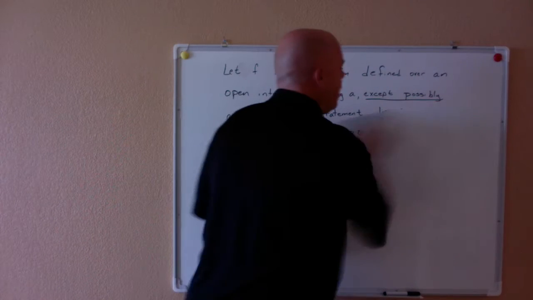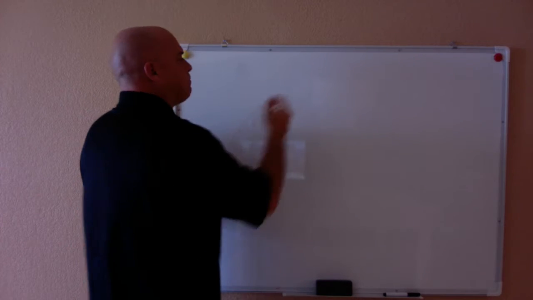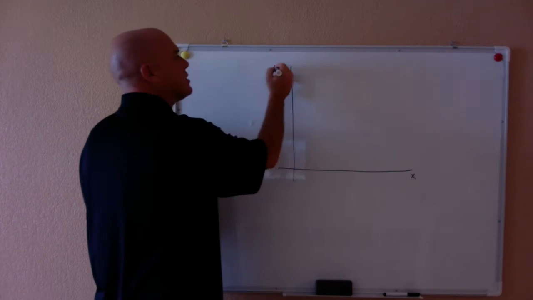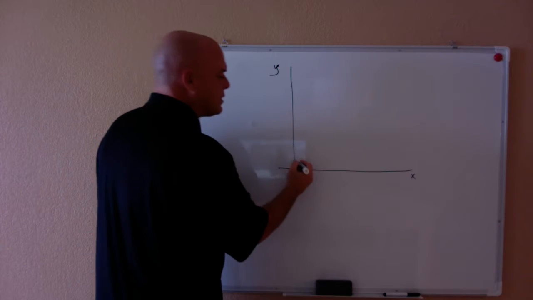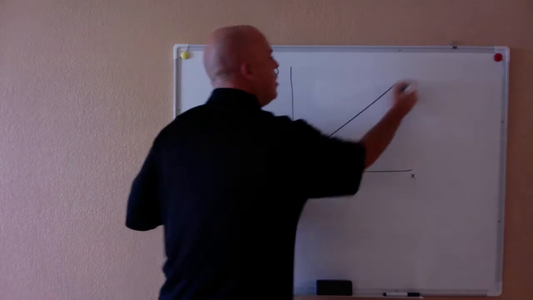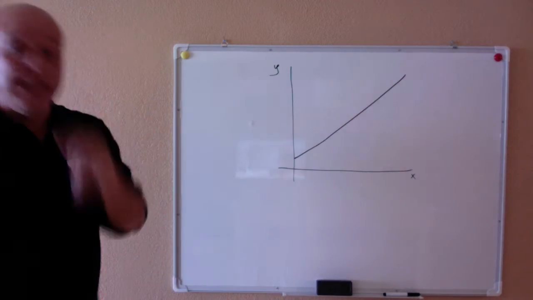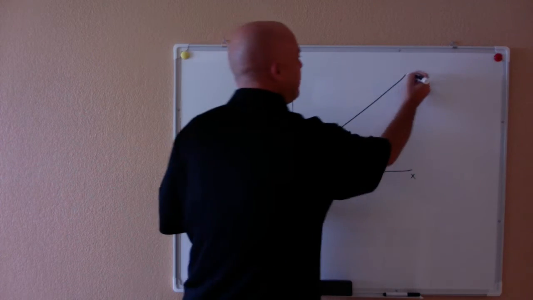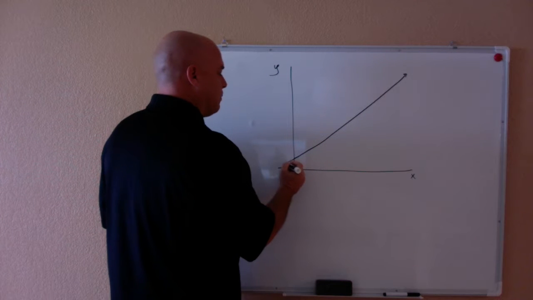Okay, so to do that, let's draw a coordinate plane. Just a real quick one here, and we'll stay in the first quadrant. We'll call that our x-axis. We'll call this our y-axis. And to keep things relatively simple, we'll keep working with a linear function. I think that will help us keep this pretty simple to deal with here.